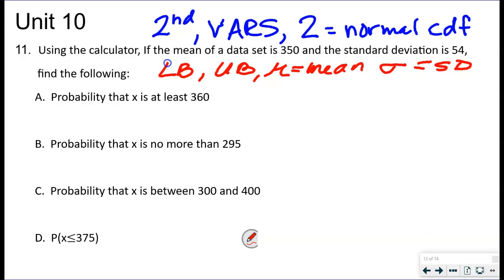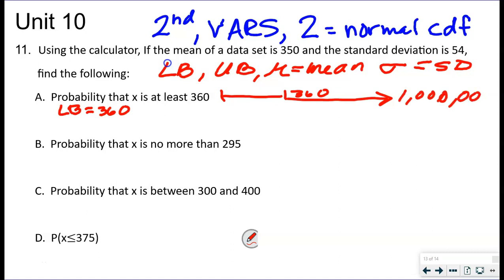So we go from over here to 360, right? And then it says at least 360. So it means we're going in that direction, right? So at least means our lower bound is going to be 360. And then our upper bound, if we don't have an upper bound, is going to be 1,000,000, okay? It's really infinity, but that's really hard to put in the calculator, so we're just going to put 1 million for our upper bound.